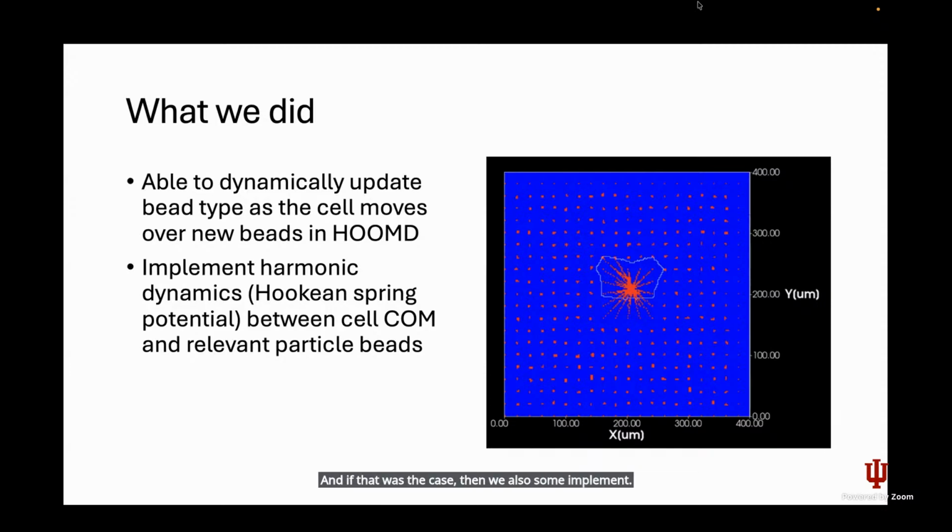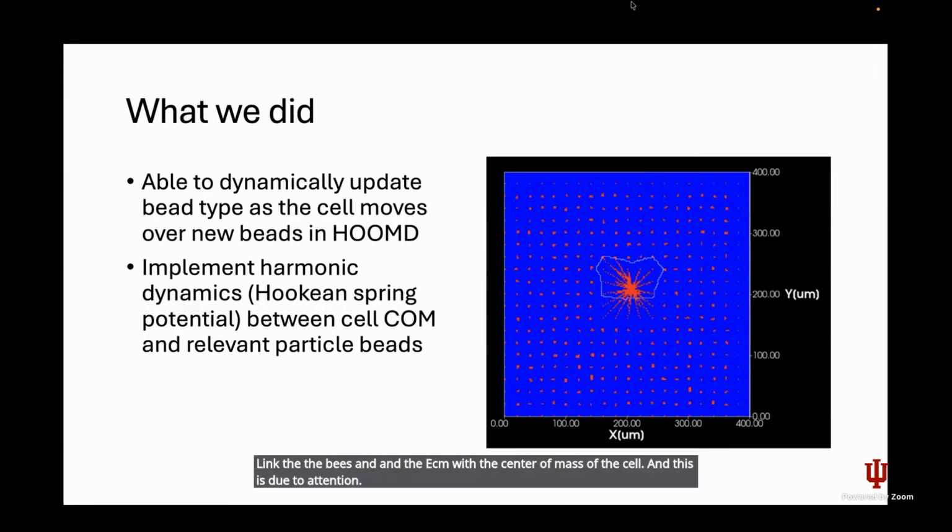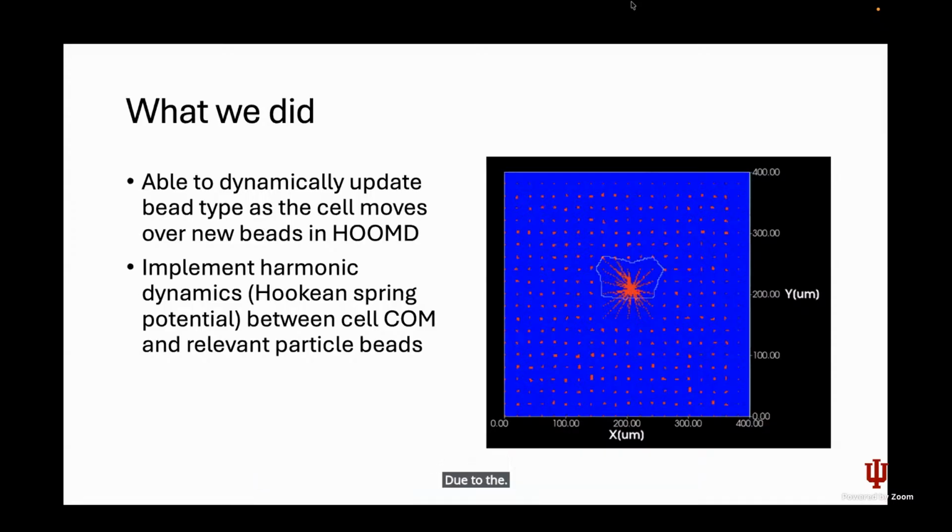implemented these, effectively spring potentials that link the beads in the ECM with the center of mass of the cell. And this is due to a tension force due to the cytoskeleton of the cell. And that causes the sort of convergence lines that you see in the simulation.